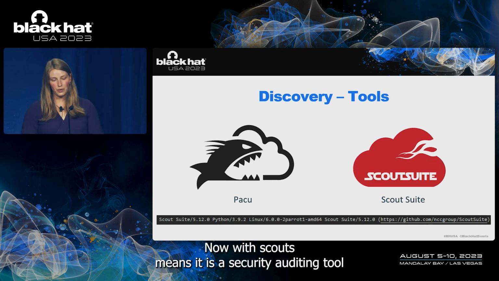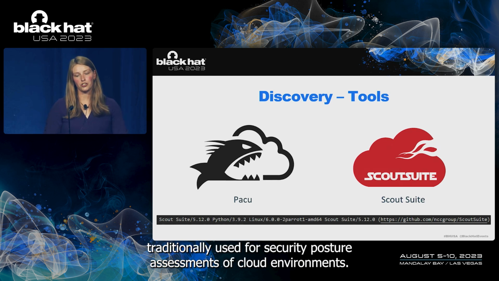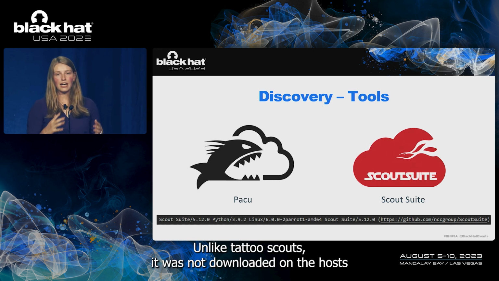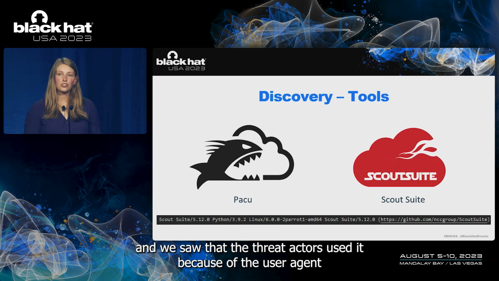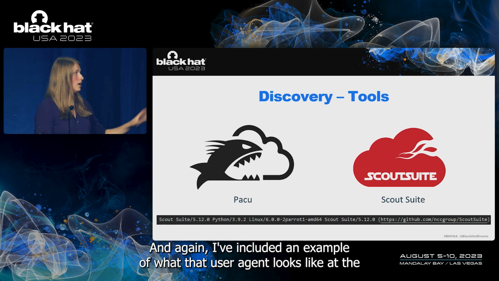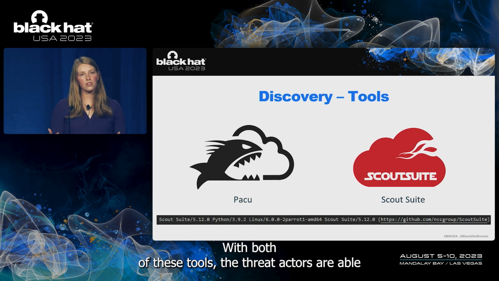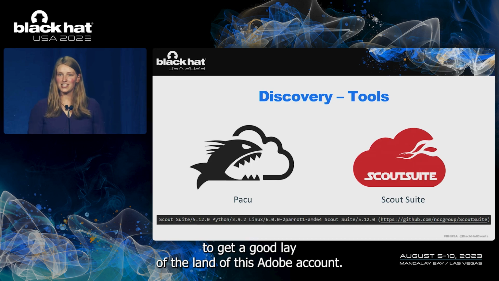Now, Scout Suite is a security auditing tool traditionally used for security posture assessments of cloud environments. Unlike Pacu, Scout Suite was not downloaded on the hosts, and we saw that the threat actors used it based off of the user agent in the CloudTrail logs. And again, I've included an example of what that user agent looks like at the bottom of the screen. With both of these tools, the threat actors are able to get a good lay of the land of this AWS account.